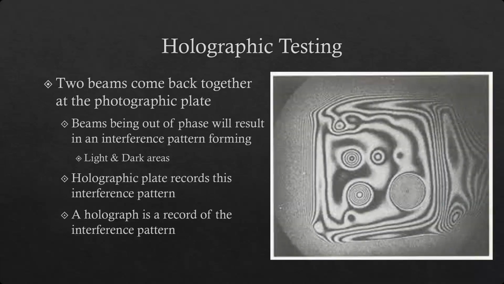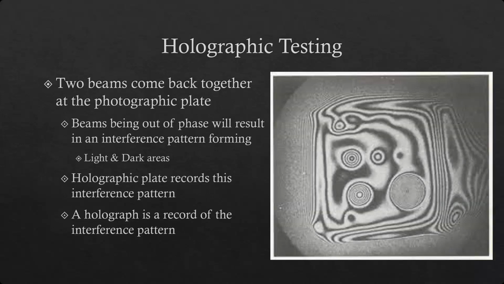And so what you get is an image that looks like this. So those, again, those beams out of phase are going to create kind of the darker areas, and the beams that are in phase are going to create the lighter areas. And you get what's called a holographic interference pattern. And that gives you almost like a topographical representation of the surface of whatever it is you're imaging.